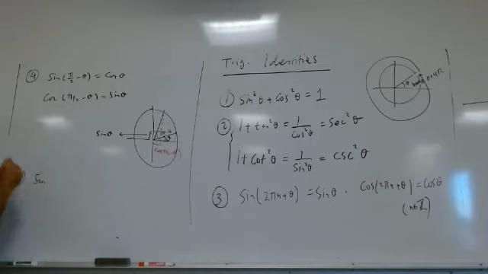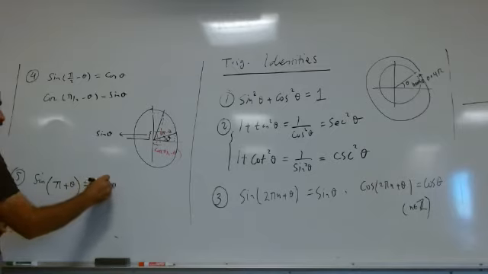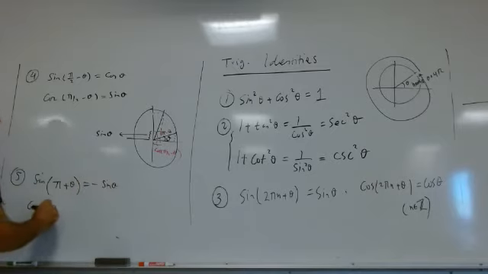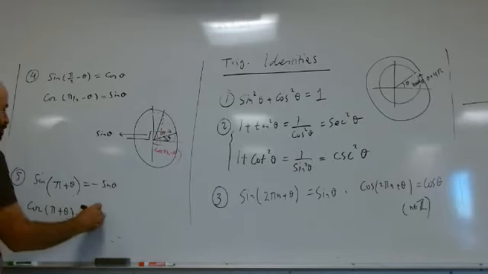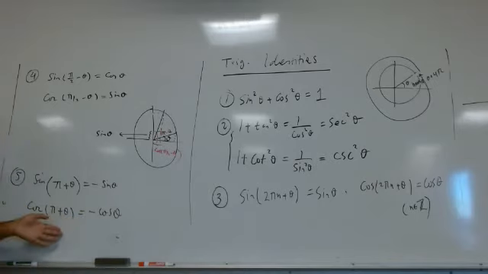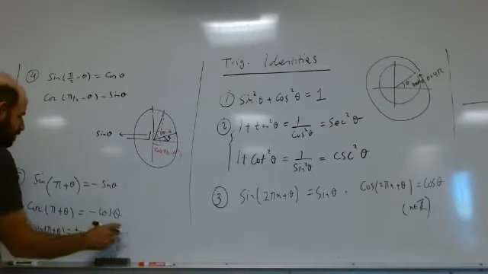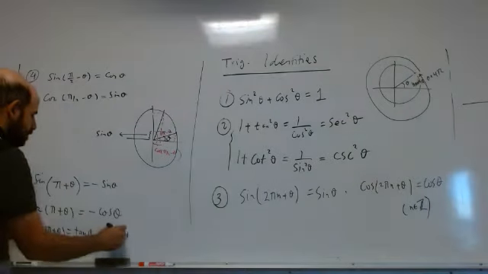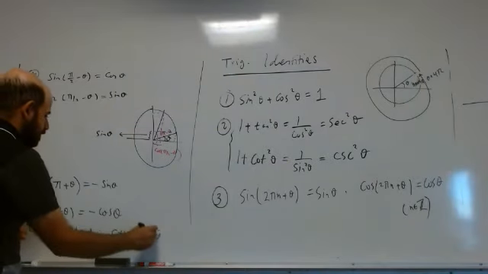Or let's say, for example, sine of pi plus theta. Sine of pi plus theta will be the same as minus sine theta. Cosine of pi plus theta is the same as minus cosine theta. How can we see this? By the way, these two together mean that tan of pi plus theta is the same as tan theta, and cotan of pi plus theta is the same as cotan theta.